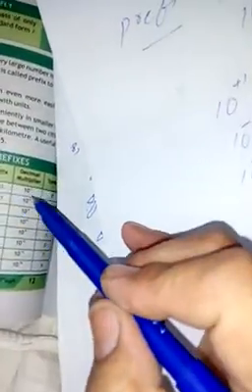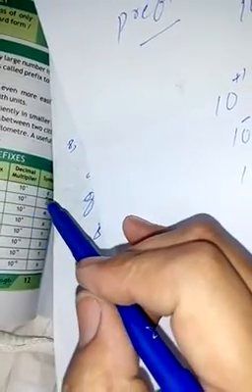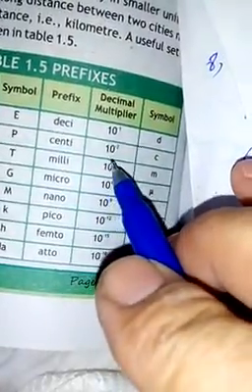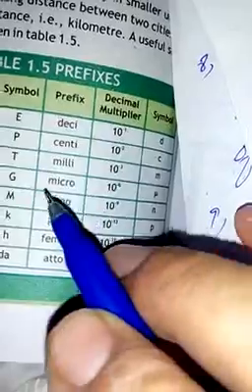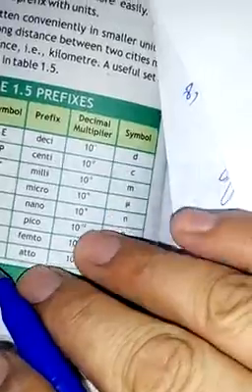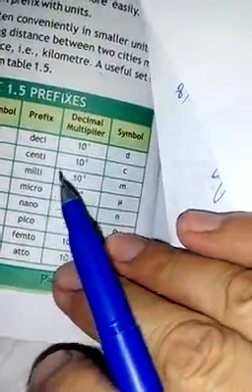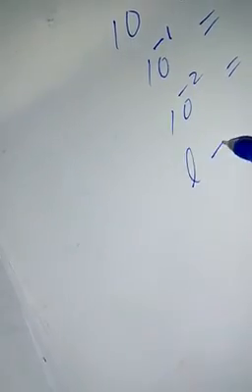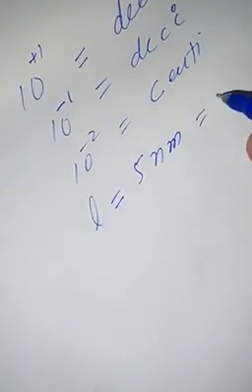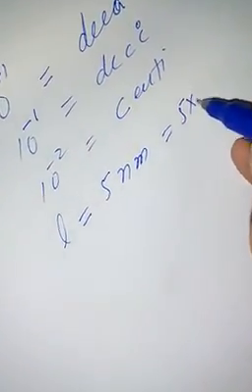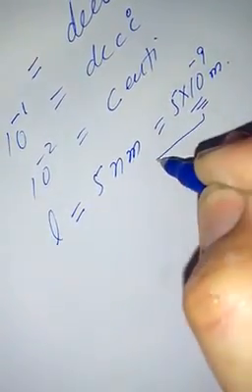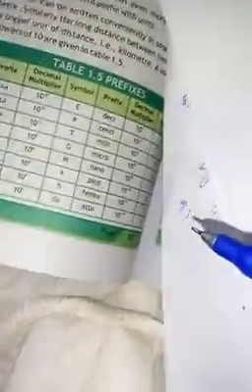In this case we can see that 10 power minus 1 is deci, its abbreviation is small d. Similarly for centi it is 10 power minus 2 and represented by small c. Milli is 10 power minus 3, 10 power minus 6 is micro, which has the mu symbol. Nano is 10 power minus 9, small n symbol. For example, if I write a length of 5 nanometer, it can also be written in scientific form as 5 × 10 power minus 9 meters. So for this specific power of 10 we write this prefix.